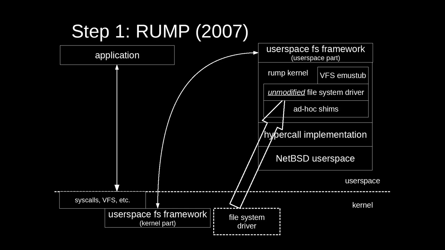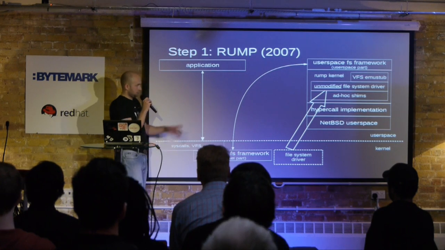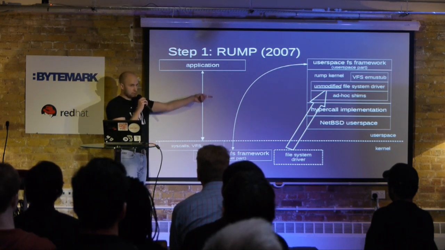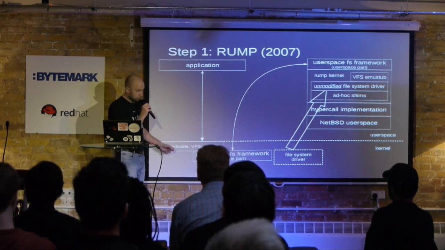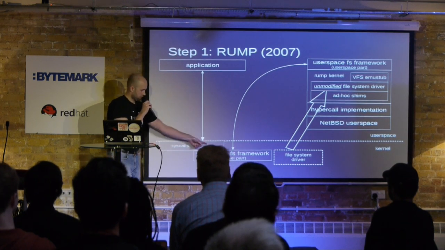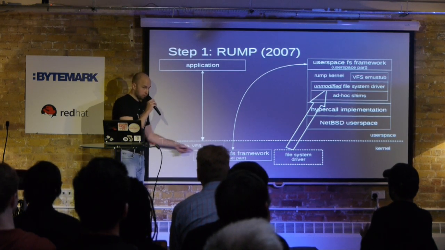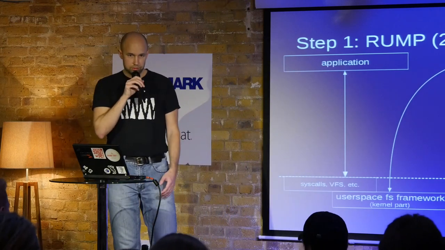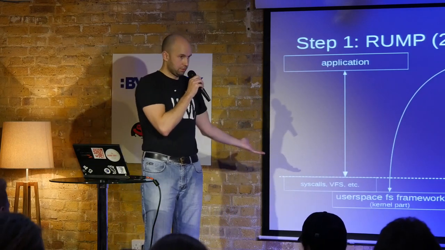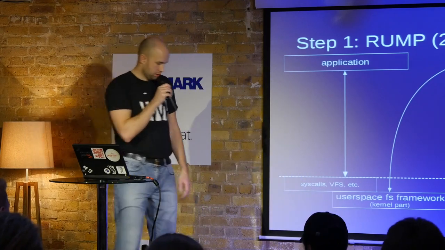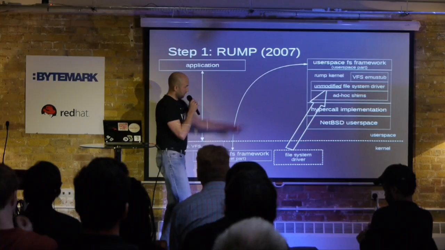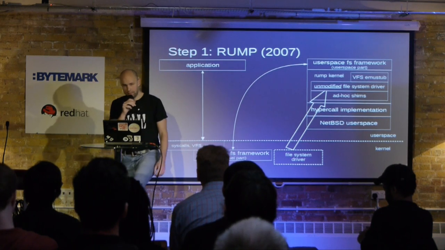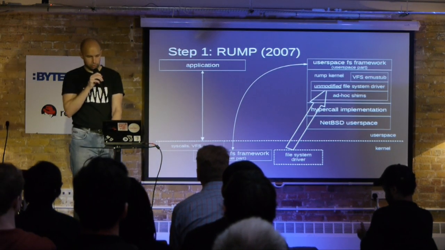And the second problem with this figure is that actually you can't run the file system driver standalone, because a lot of the logic of how the file system works is actually here in the host kernel in the system calls. For example, path name resolution. So if you want to resolve /foo/bar, you actually need both this thing and that thing. So that was a second problem.